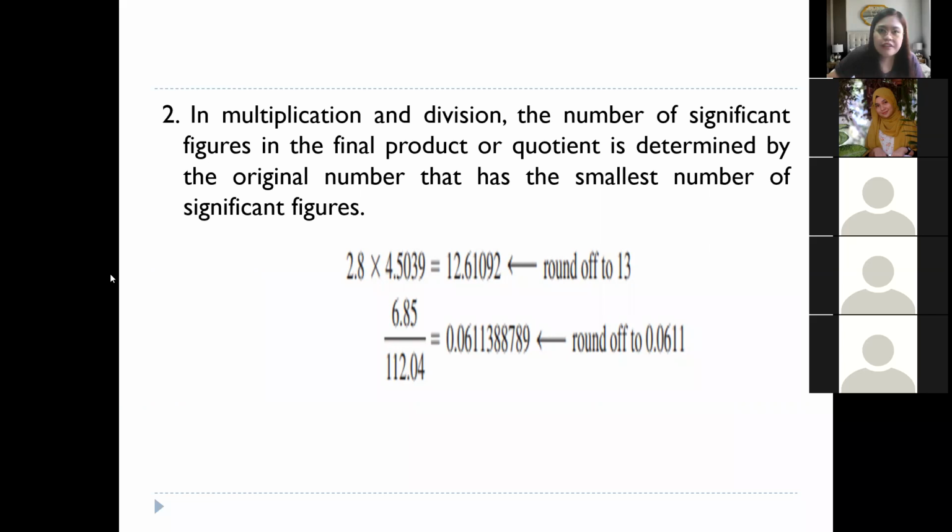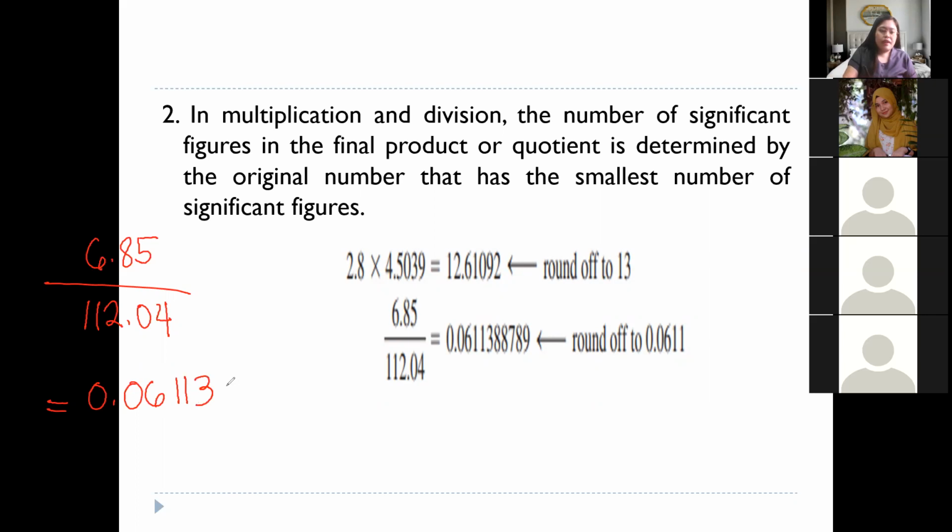So for the division, we have an example on the screen. We have 6.85 divided by 112.04. We can always use our calculators here, since it would take a long time if everything were done manually. So 6.85 divided by 112.04 is quite long: 0.061138878. On my calculator it ends in 8, maybe on yours it's 9. But anyway, that's okay, because we will round off our final answer.